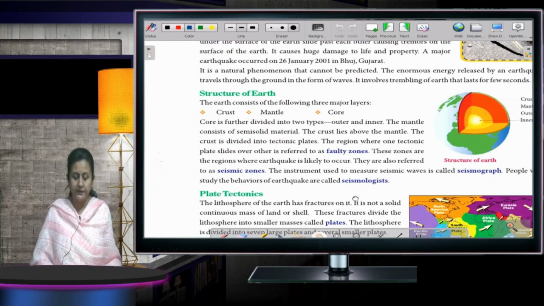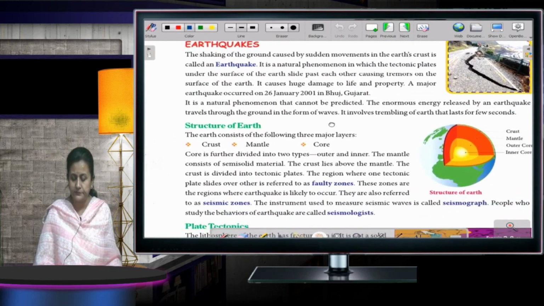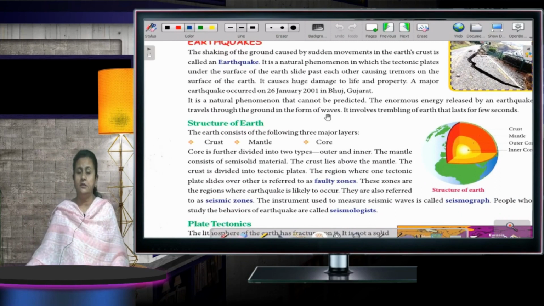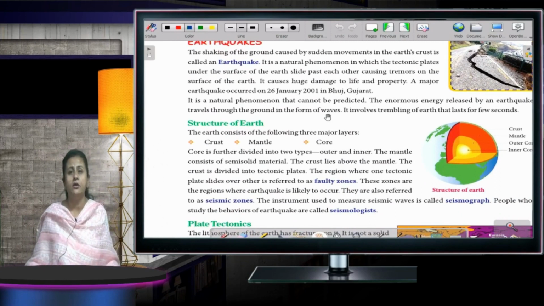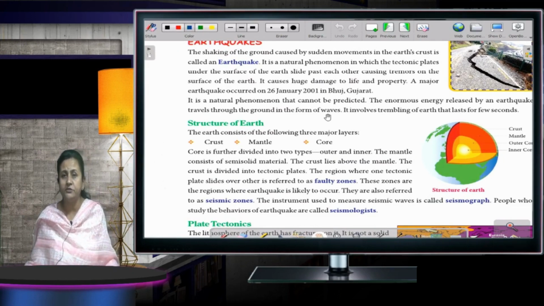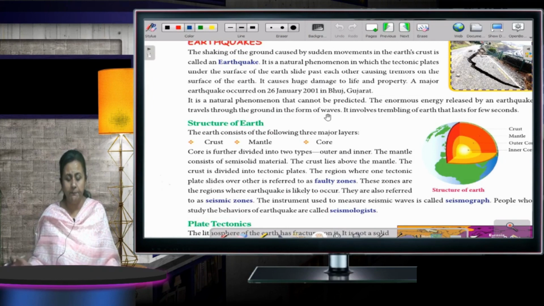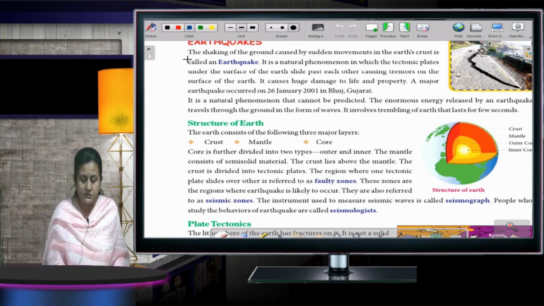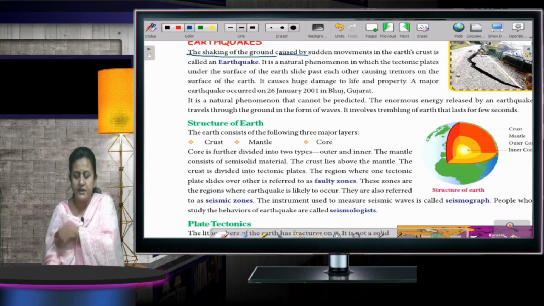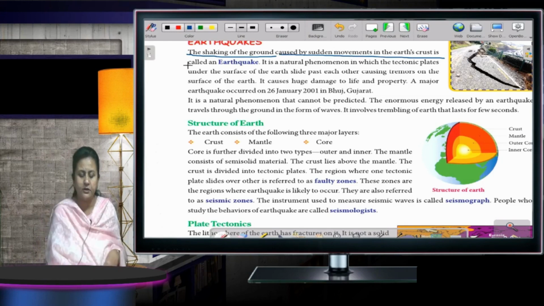The next topic is earthquakes. What is an earthquake? The sudden shake. Whenever there is a sudden shake in the earth's crust, that is known as an earthquake. Children, it can be very dangerous if it is of high magnitude. Okay. So, now, what is an earthquake? The shaking of the ground caused by sudden movement in the earth is called an earthquake.